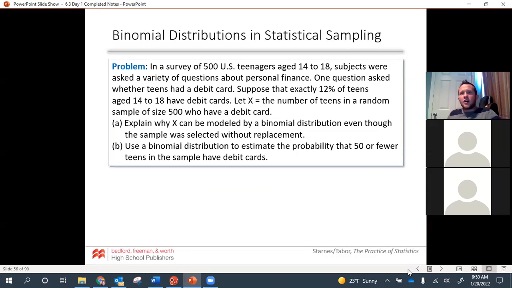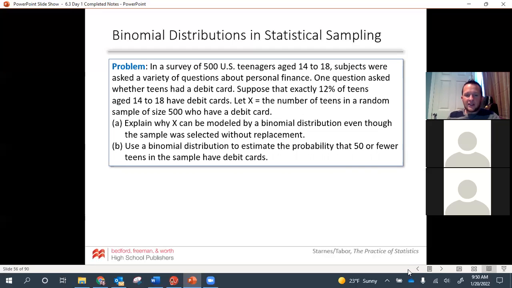There you go. We're going to skip I. N, what does N stand for? A set number of trials. And do we have that here? Yes, 500. Okay. And then S, the probability of success. What was the probability of success? 12%. Okay. So then we've met the requirement for BNS, but not for I.